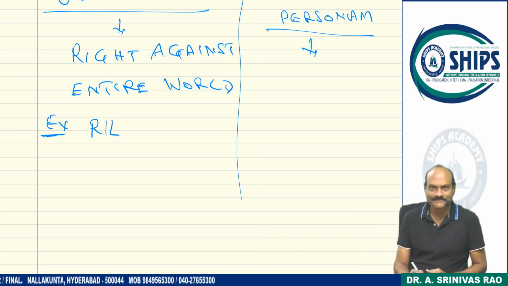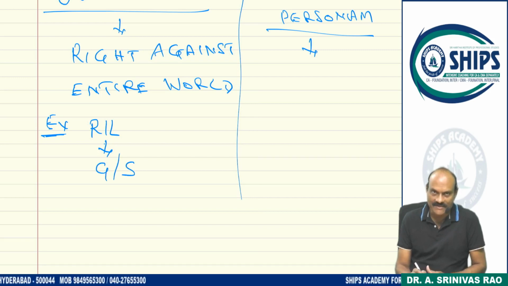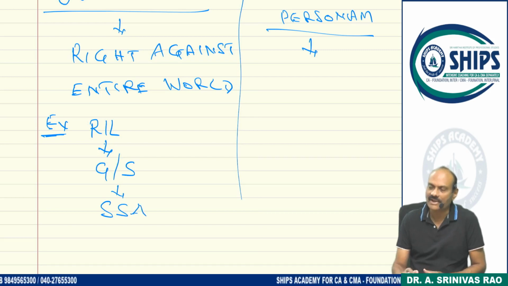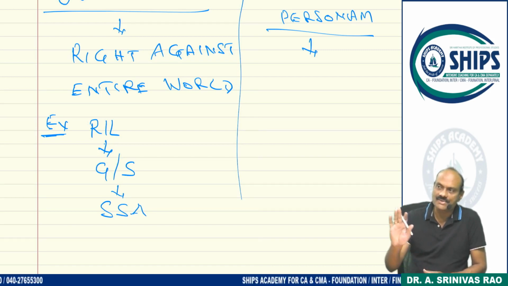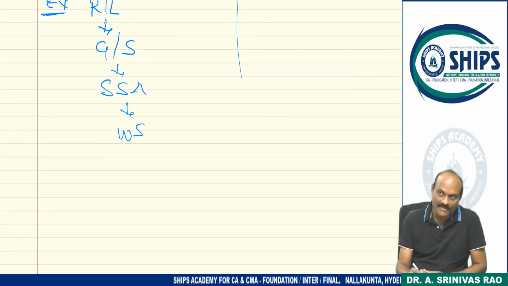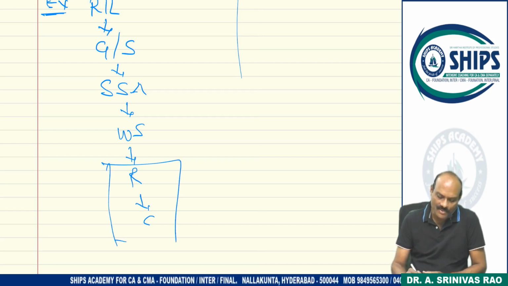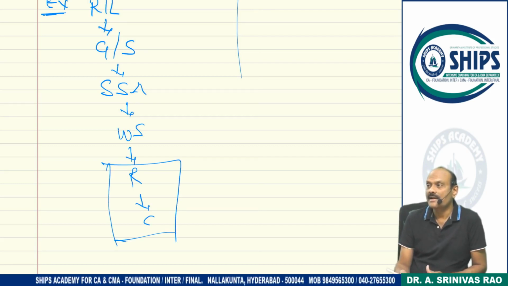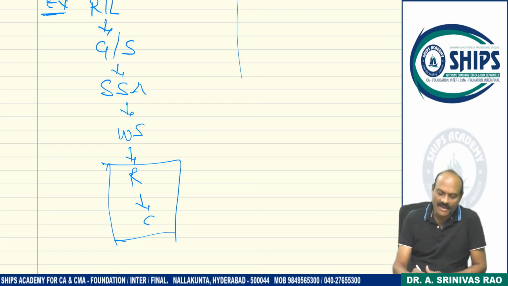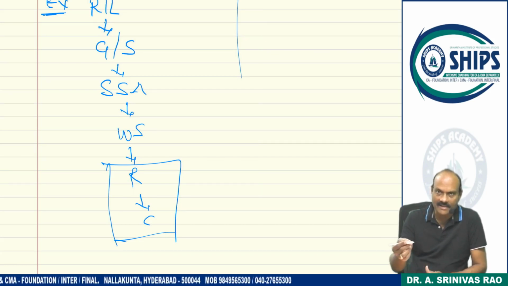And RIL, whatever goods and services they produce, they sell to a sole selling agent. Whatever they produce, they give it to one person, the sole selling agent. From the sole selling agent, the wholesaler will buy. From the wholesaler to the retailer, retailer to customer. Contract is between whom? Retailer and customer. The remaining people are all indirectly involved.